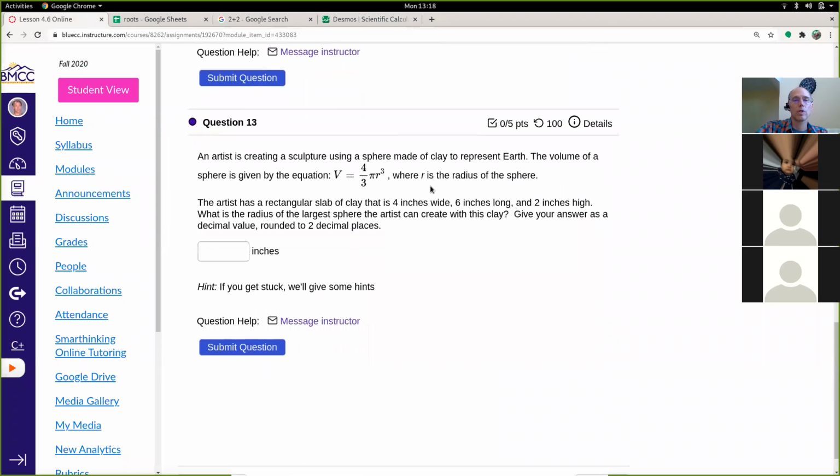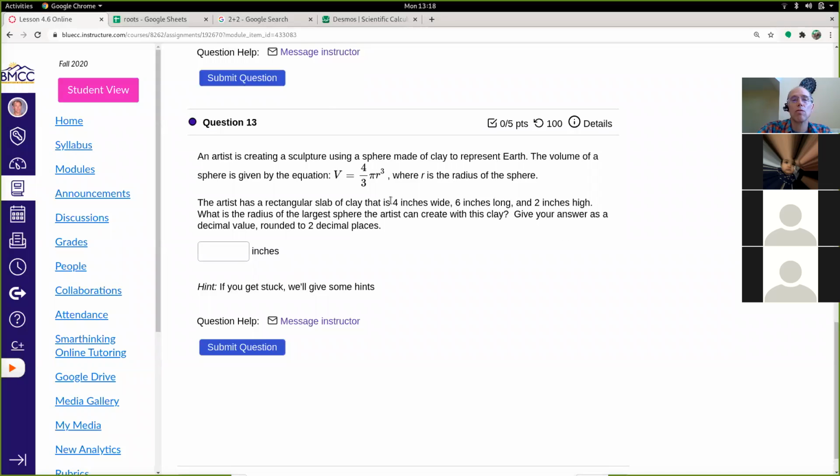Next, this problem is a wee bit more complicated. I'm going to copy this. Let's see, I can't easily copy it. I just have to remember it. Let's see, we have a rectangular slab. Let's read it from the beginning. An artist is creating a sculpture using a sphere made of clay to represent the Earth. The volume of a sphere is given by this equation right there, where r is the radius of the sphere. The artist has a rectangular slab of clay that is 4 inches wide, 6 inches long, and 2 inches high. So I'm going to try to draw that in a sec. We want to know what's the radius of the largest sphere the artist can create with this clay.